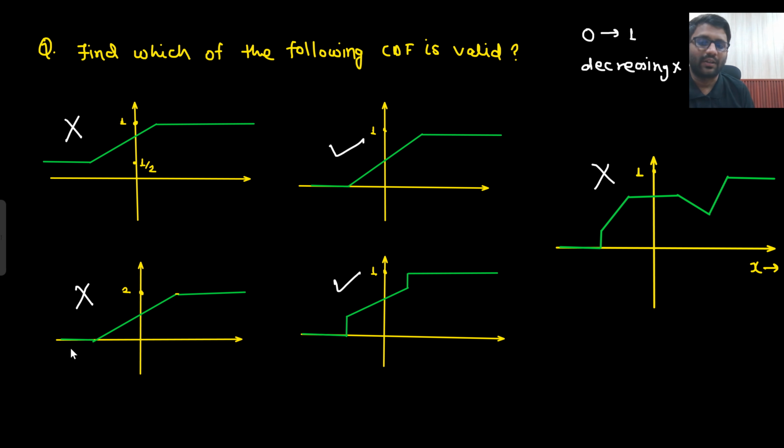Starting from 0 will go to 1. Starting from 0 will go to 1. Going to 2, starting not from 0, starting from 1 by 2. And here it is decreasing, which is also wrong. Here it is going from 0 to 1, but it is decreasing.